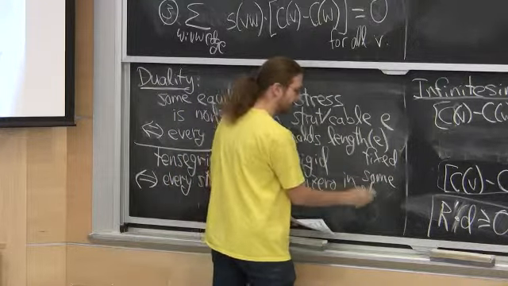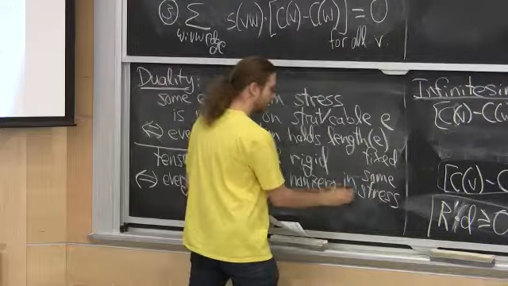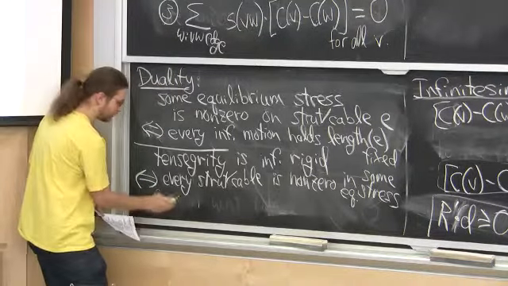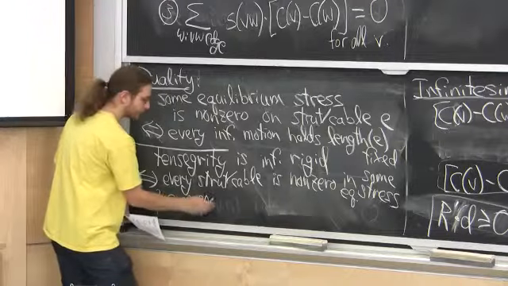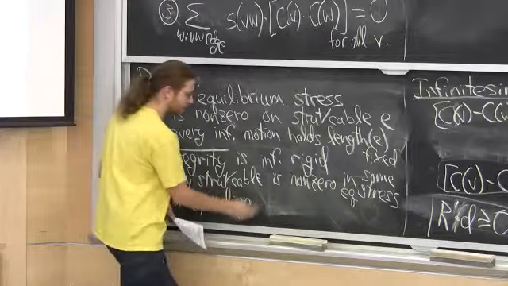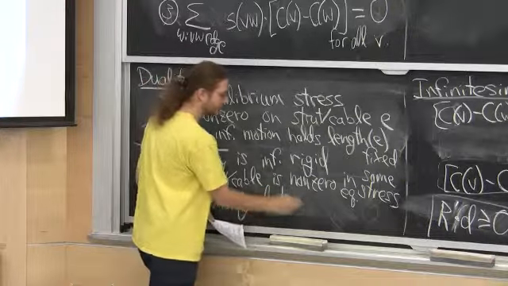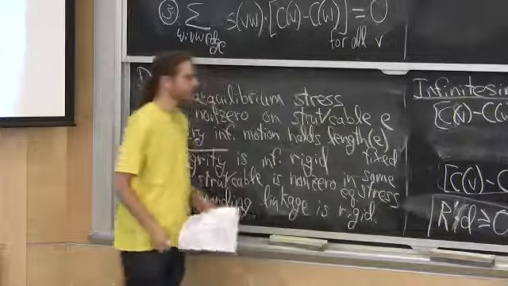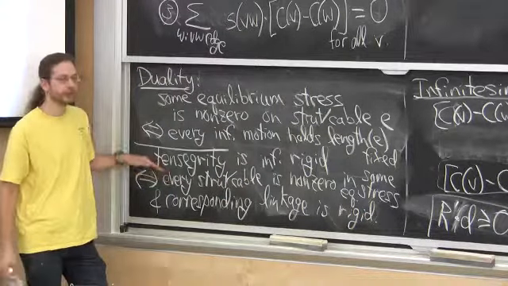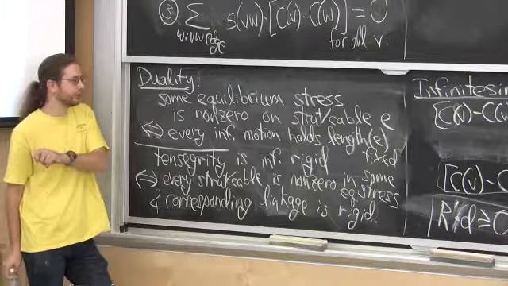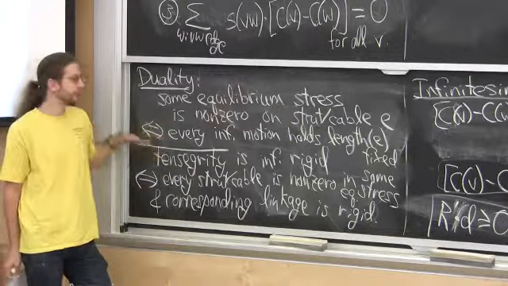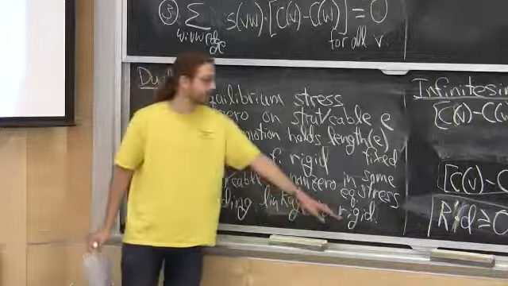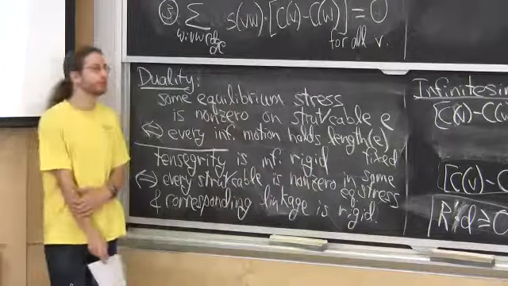In some equilibrium stress, I'll say the corresponding linkage is rigid. So all this is saying is if you can find a stress that is non-zero on every particular strut or cable, then all of those things are effectively bars. So you can convert your tensegrity into a linkage where all the edges are bars. And then it's just a matter of testing rigidity or infinitesimal rigidity of that linkage, which is something we already know how to do.